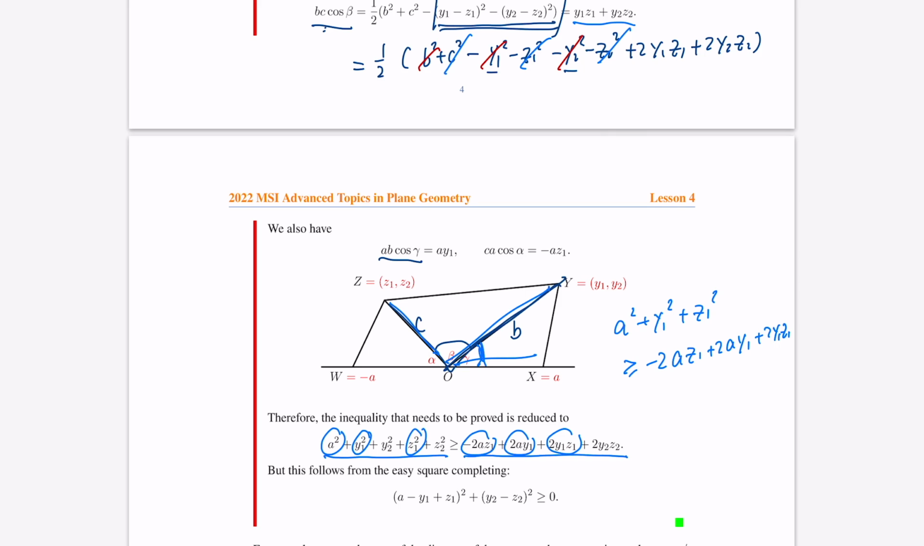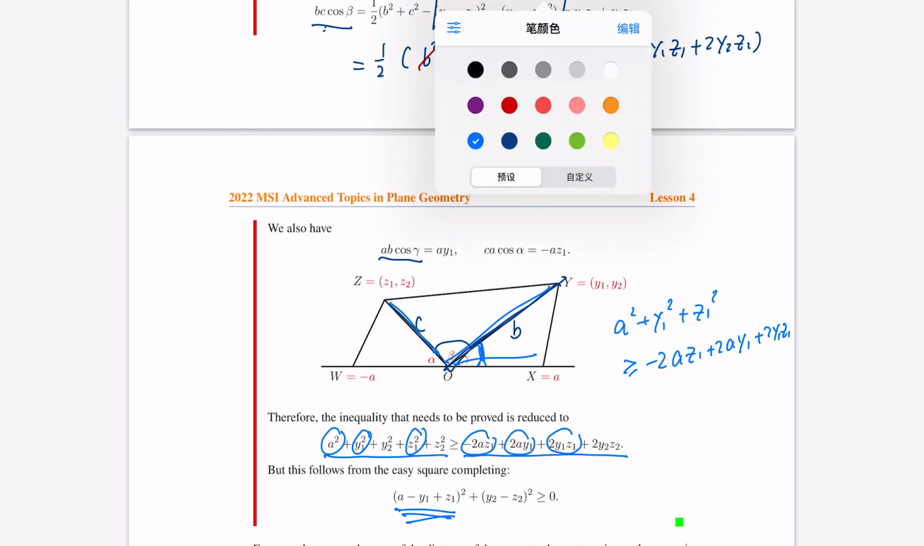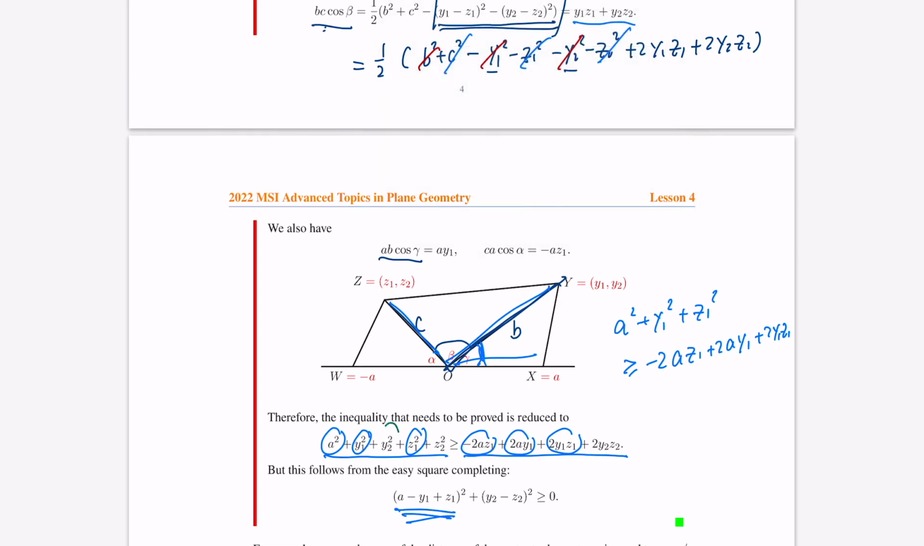We have coefficient 2 with 1 negative. You can complete the square like this. And the other one you can prove by the other: y1 squared plus z1 squared, obviously, by AM-GM, is bigger than 2y1z1. So you split this complicated one. Using the geometry picture, you get rid of trigonometry. And also you split this complicated inequality into two inequalities which are separated and easy to prove.